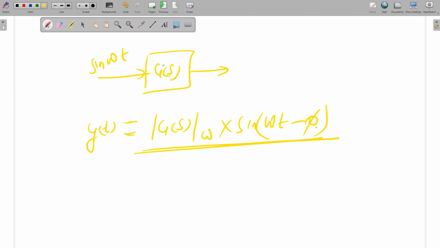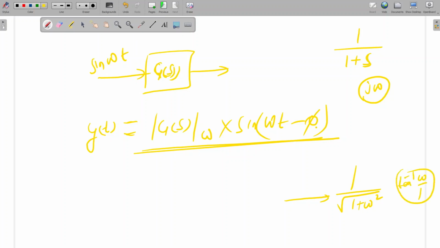See, some transfer function is there, so it will create some phase and magnitude. Let's say 1 by 1 plus s, where s is equal to j omega. If any sine quantity we are applying to any network of this kind, it will create a phase shift as well as multiply by a magnitude. So the magnitude will be 1 by under root 1 plus omega square and the phase will be minus tan inverse omega by 1.